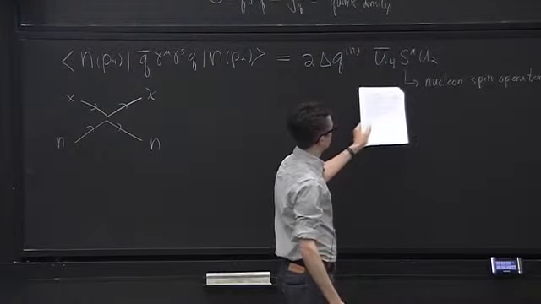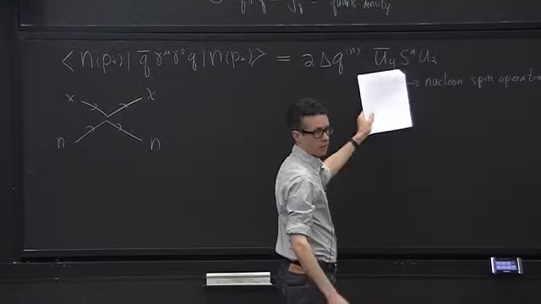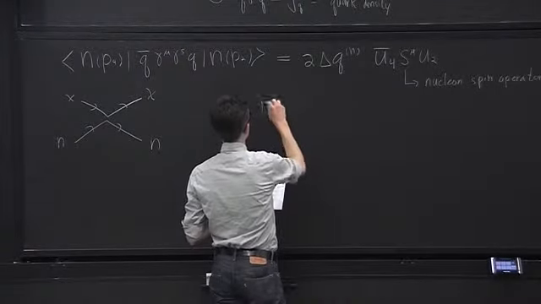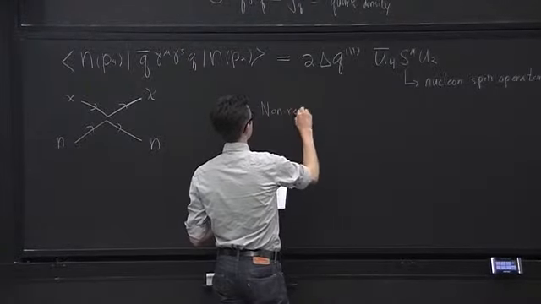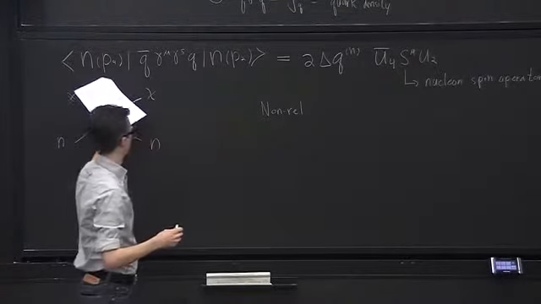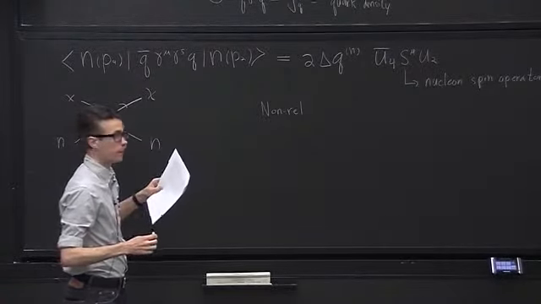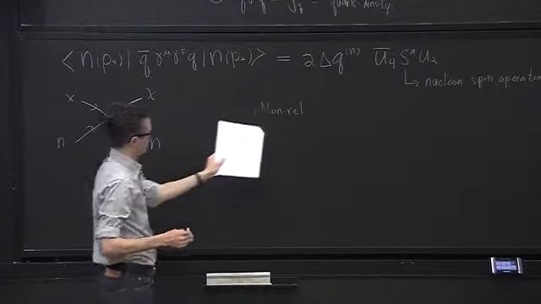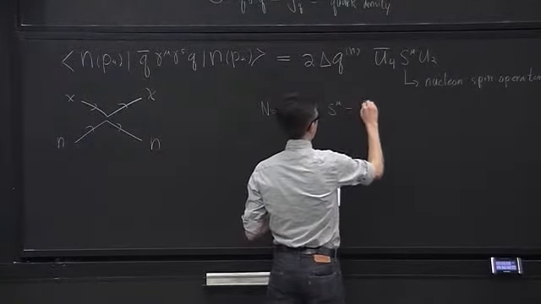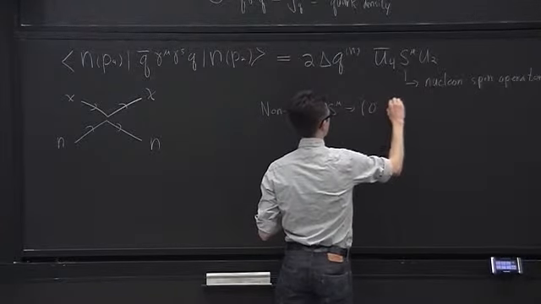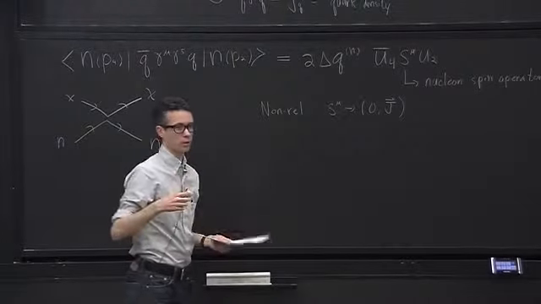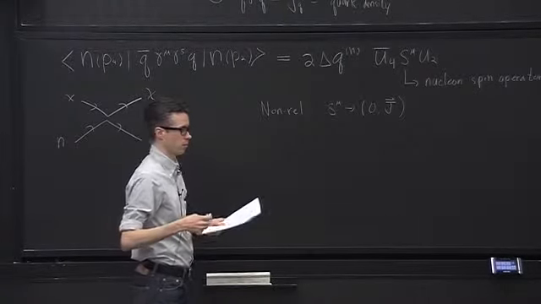Now, this nucleon spin operator at this level, I've written it in a Lorentz invariant form. But in the non-relativistic limit, where the momentum transfer between the two nucleons is very small, this S mu is approximately equal to (0, J), where J is just this familiar total spin operator you've seen in quantum mechanics.